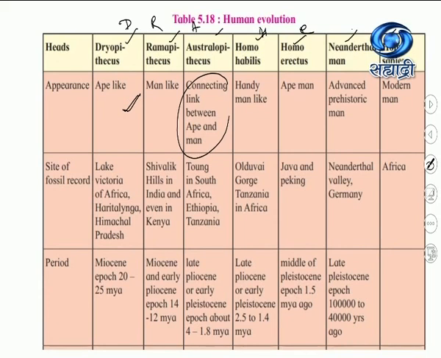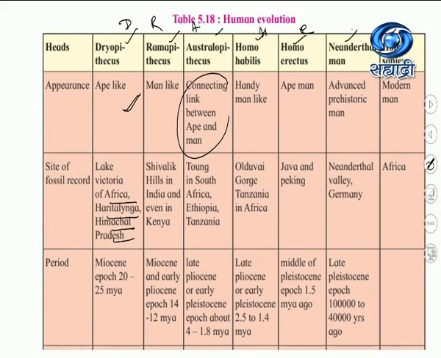Where are the fossils found? The fossils of Dryopithecus are found in Lake Victoria of Africa, and Haritalyangar, Himachal Pradesh. So even in India, the fossils of Dryopithecus were found. Ramapithecus, his fossils were found in the Shivalik hills in India and even in Kenya. Australopithecus fossils were found in South Africa, Ethiopia and Tanzania. Homo habilis fossils were found in Olduvai Gorge, Tanzania in Africa.